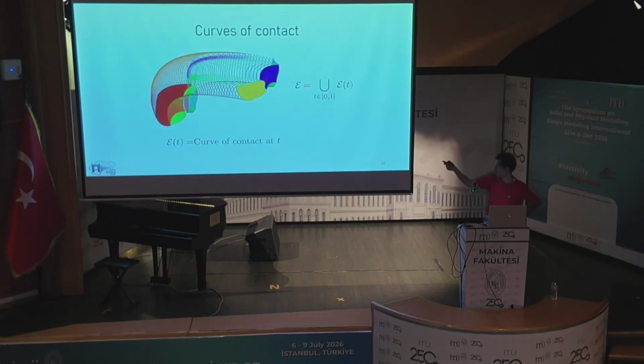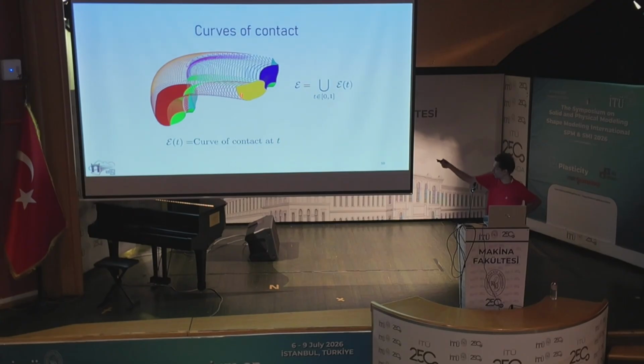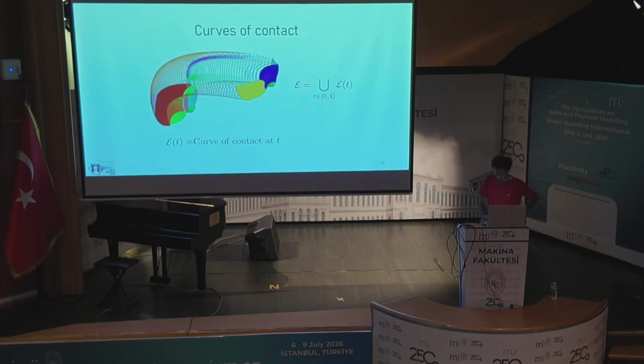The section of the envelope at any given time t will be called a curve of contact at t. It is simply the subset of the envelope for a fixed time t. In previous literature, this has also been referred to as a characteristic curve at t. So in this example, you can see the curves of contact at a few time instances. The envelope is by definition the union of all these curves of contact. So E of t is the curve of contact at t, and the envelope is simply the union of all the curves of contact.